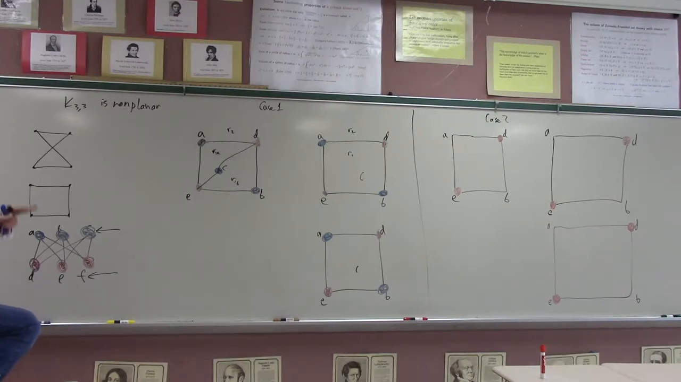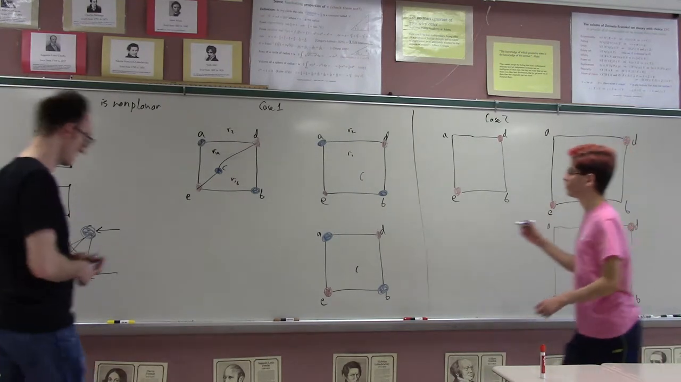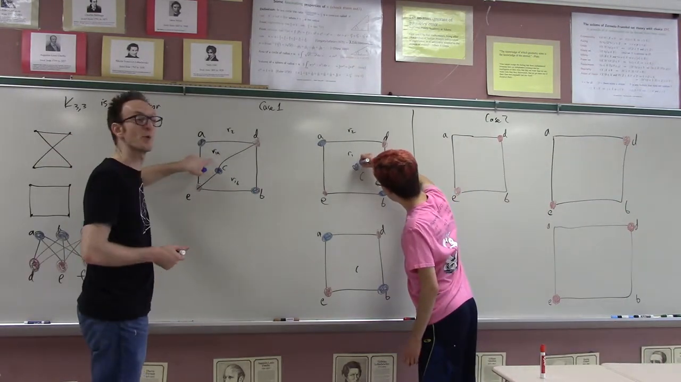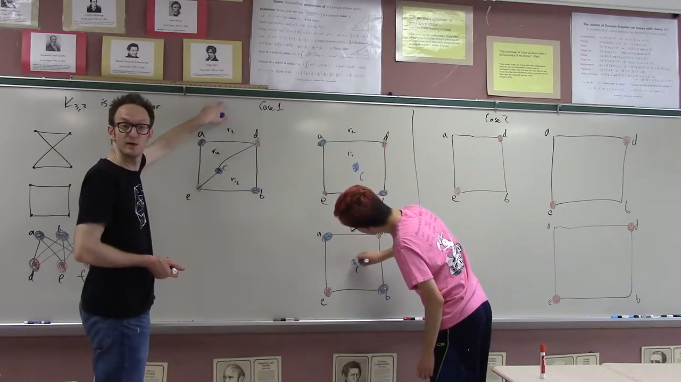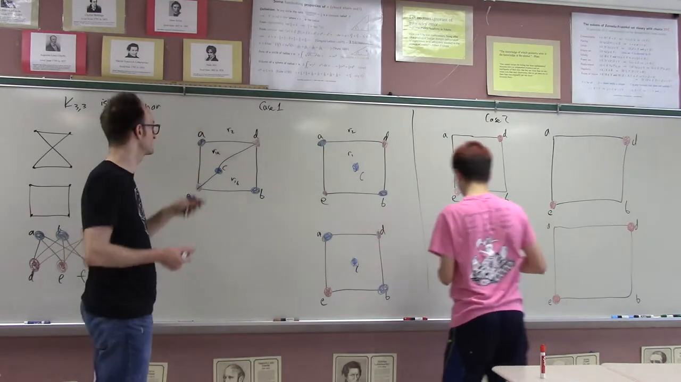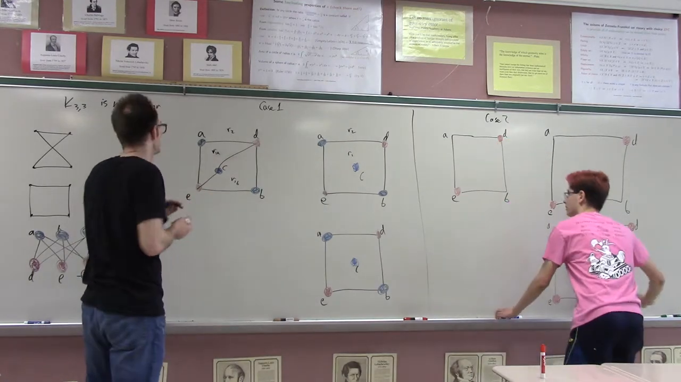There are three options for where we put the point F. Option one is point F goes in region 1A. Option two, it goes in region 1B. And option three, it goes in the outer region. Well, whatever you do, you're screwed.